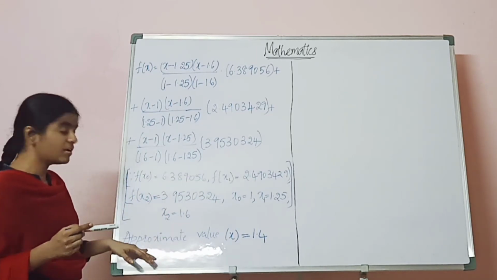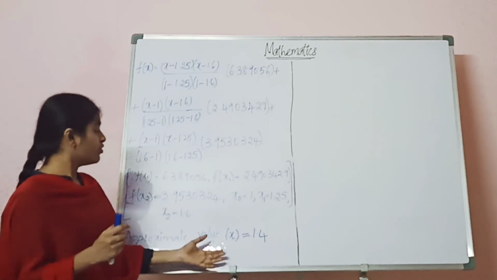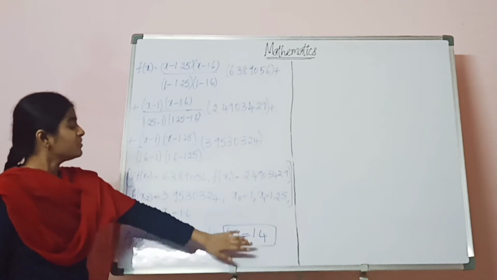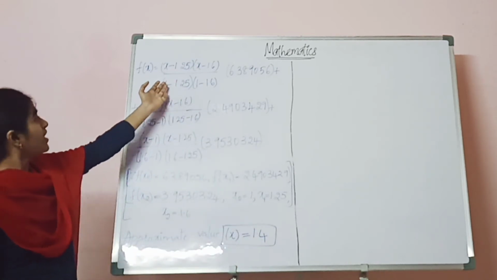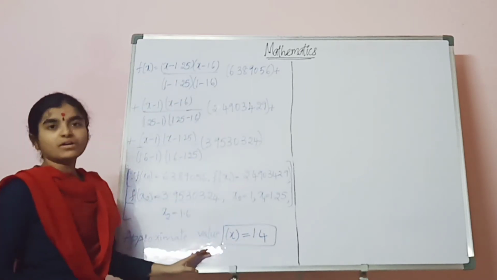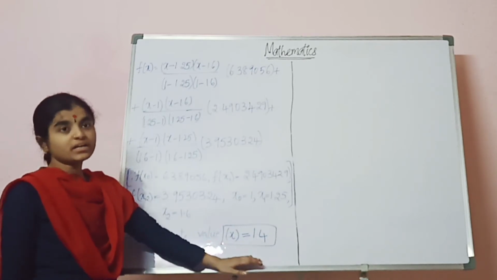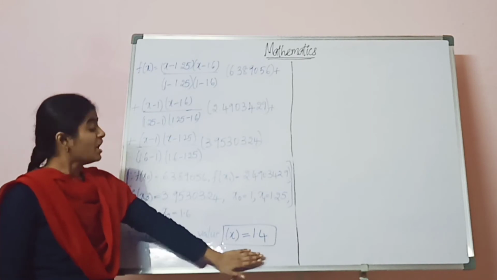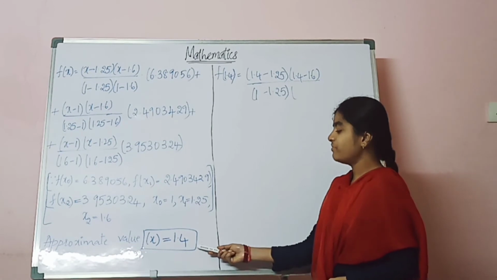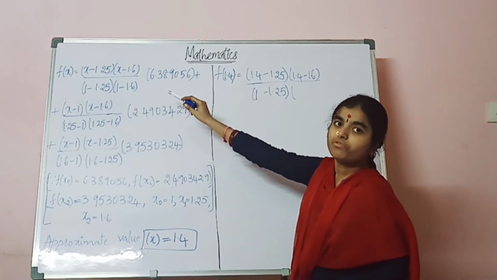Now we have to take what is given in the question: approximate value at 1.4. So we have to take this approximate value 1.4 as x. Then we substitute this in the place of x. In the question, what is given here? Approximate at 1.4. So this 1.4 we consider as the x value, and we take 1.4 in the place of x.